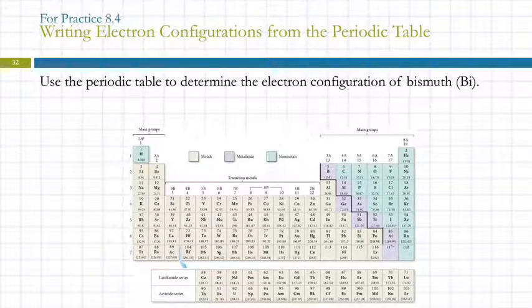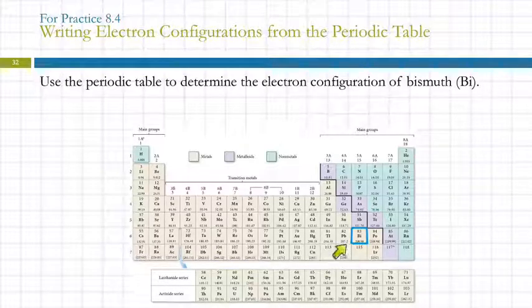And the nice thing about this is you can write electron configurations even if you don't know the name of the element. So there's bismuth. I can tell just from its position, it's in row 6, and it's in column 5. It's got 5 valence electrons, and it's 1, 2, 3 into the p block. So this is going to end with 6p3. I can tell just by looking at it.